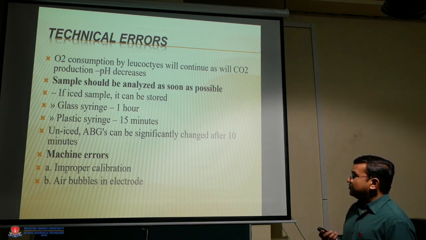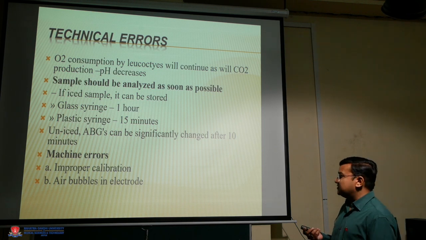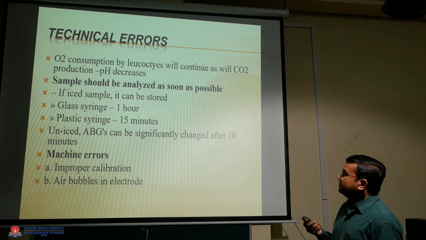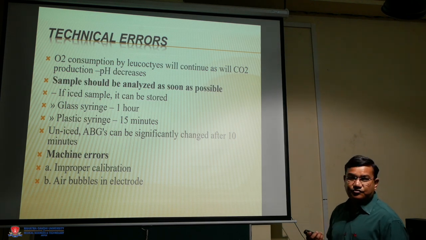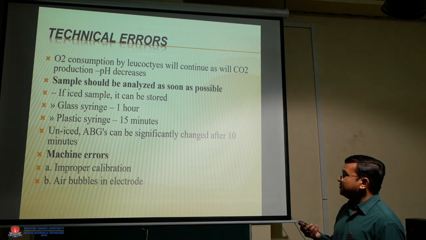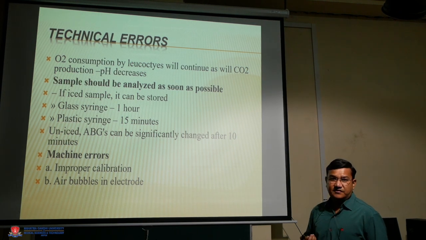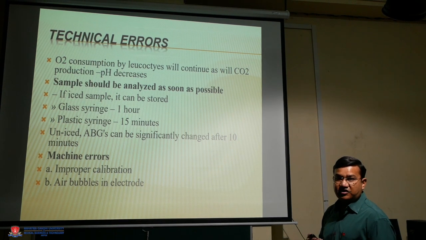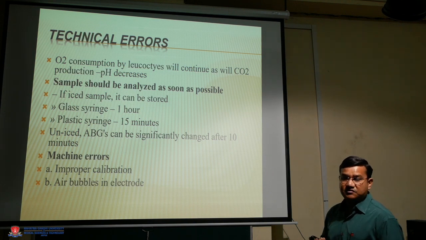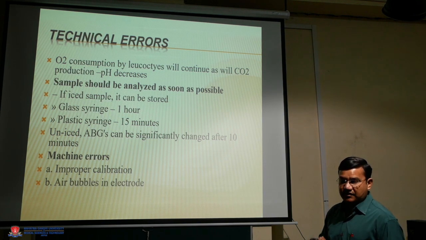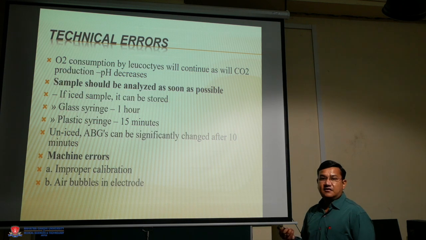There are machine errors also, like improper calibration and air bubbles in the electrode, which can alter the readings. If the sample is iced, it can be stored in a glass syringe or plastic syringe for 15 minutes to 1 hour in a glass syringe. Ionized ABG can be significantly changed after 10 minutes. So the transportation of ABG should be in an ice box or in a glass syringe, or if it is in any other syringe, then it should be iced.